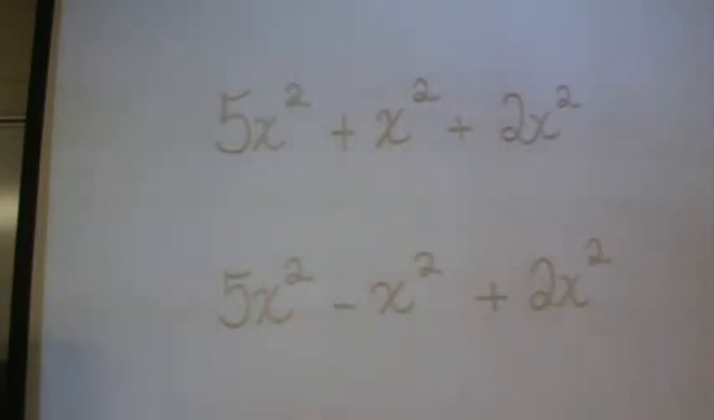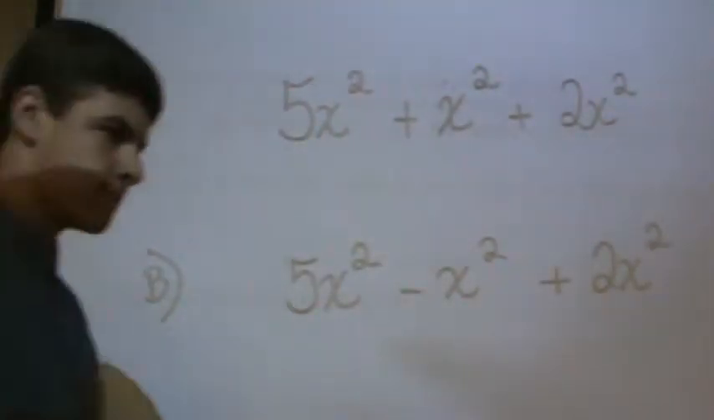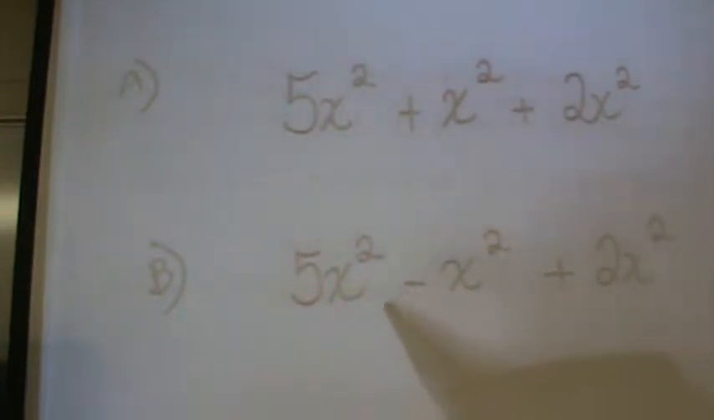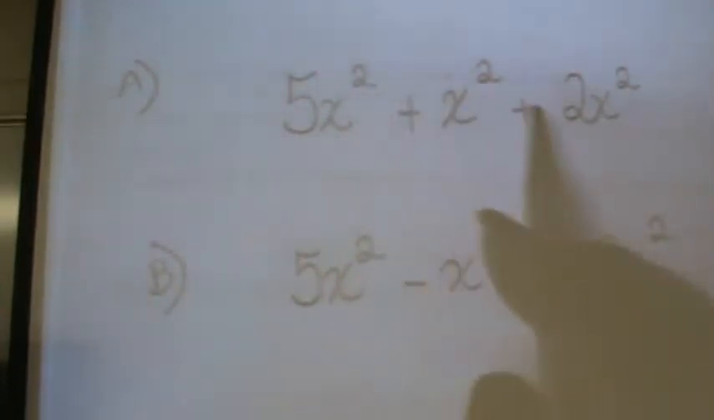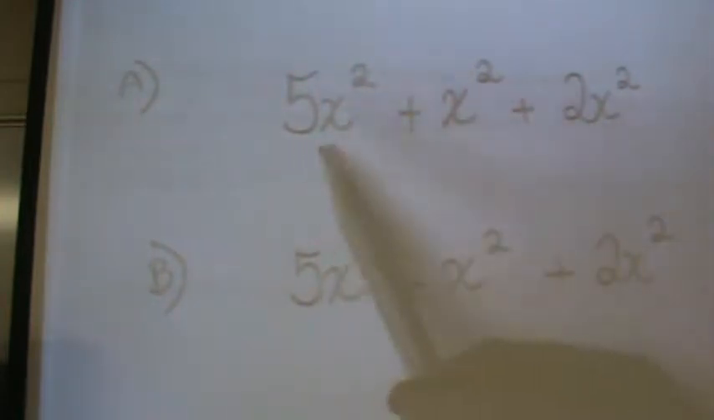Now, what's the rule for adding? First of all, this is called a trinomial, right? We'll call this problem A, and we'll call this problem B. In problem A, we have a trinomial, and in problem B, we have a trinomial. What's the rule for adding? These are three terms here. How do you know if you can add the terms?